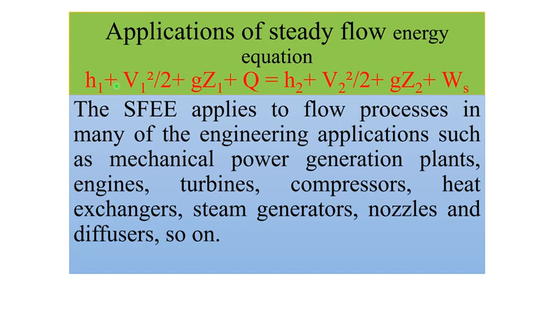In the last lecture we had derived an equation that we called the steady flow energy equation. If you recall, the equation was like this: h1 plus v1 square by 2 plus gz1 plus q is equal to h2 plus v2 square by 2 plus gz2 plus ws.